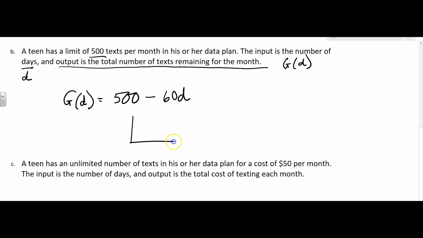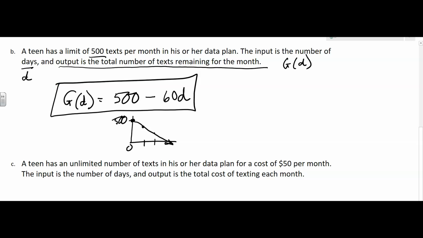If you were to graph this, you're starting out with 500 texts on day 0, but on day 1, it's going to go down, right? And then day 2, it's going to go down. And it's going to look like that. Well, I'm not going to go in the negative, but you're going to run out of texts, and then they're probably going to charge you. But that would be the equation, the function. Do you think that's increasing or decreasing? It's decreasing. You can see it's going down, right? Negative slope there. Okay, negative 60.